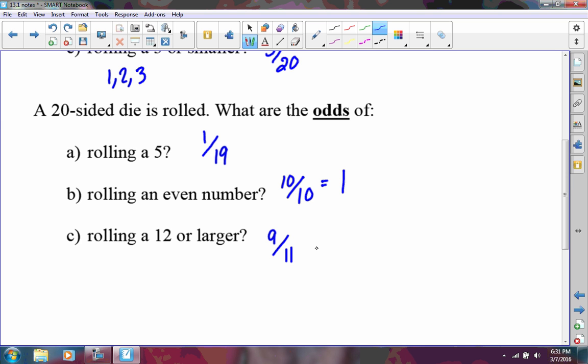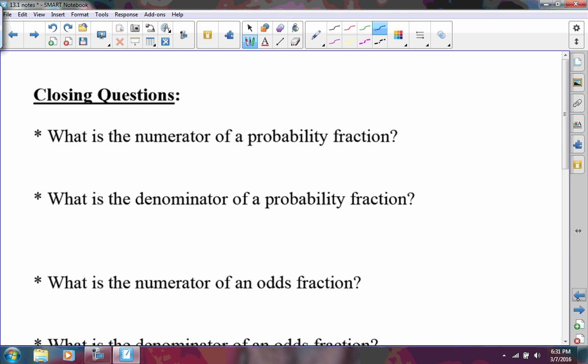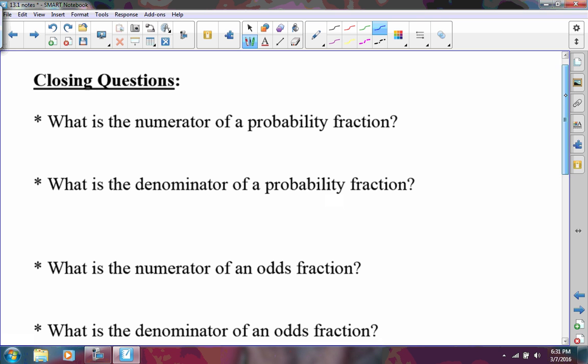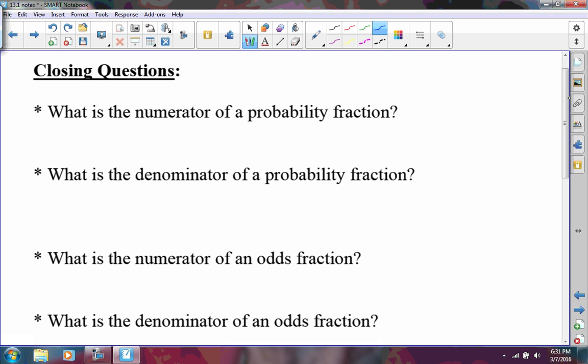Okay, so that should be the answers that we get as we go through our activities in class. And a couple closing questions then about these concepts, just to make sure that we're all on the same track, whether or not you got the fractions correct for the activities or not. What is the numerator of a probability fraction? That is the favorable outcomes. That's all the stuff that you want. And the denominator for a probability will be the total, all the possible outcomes.